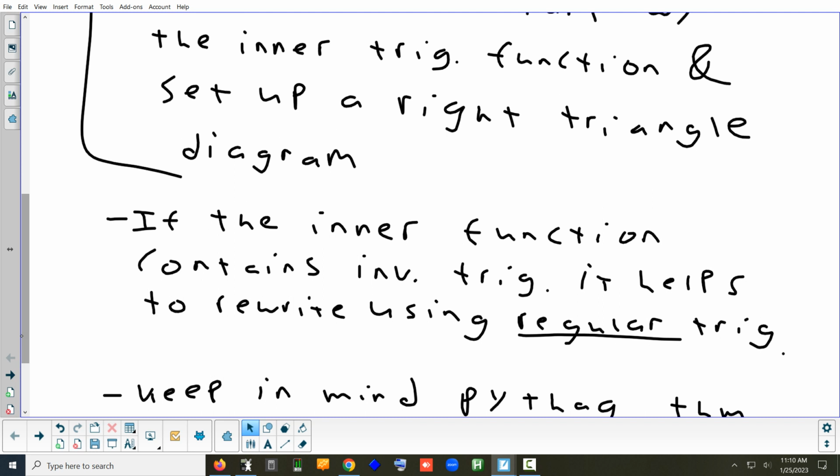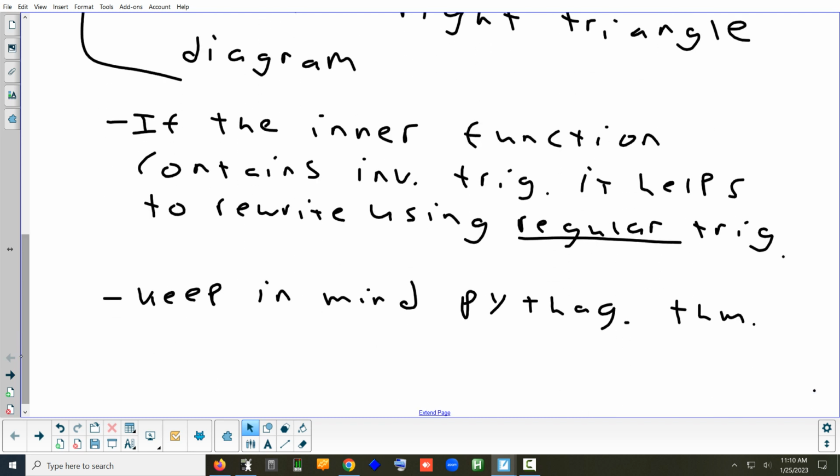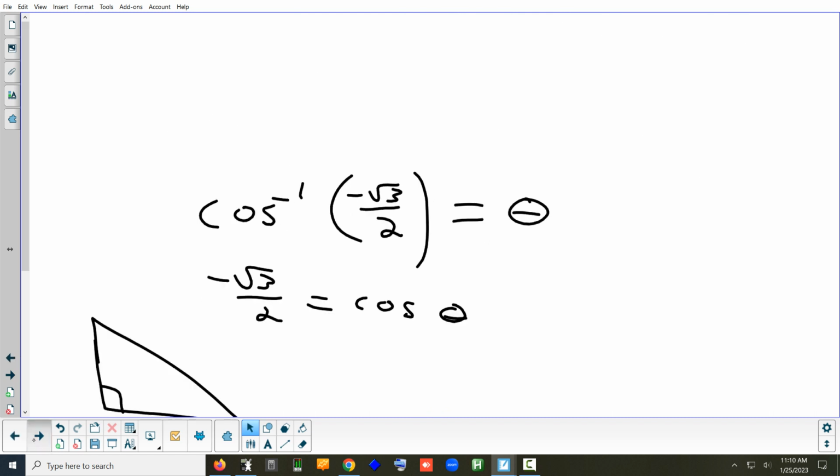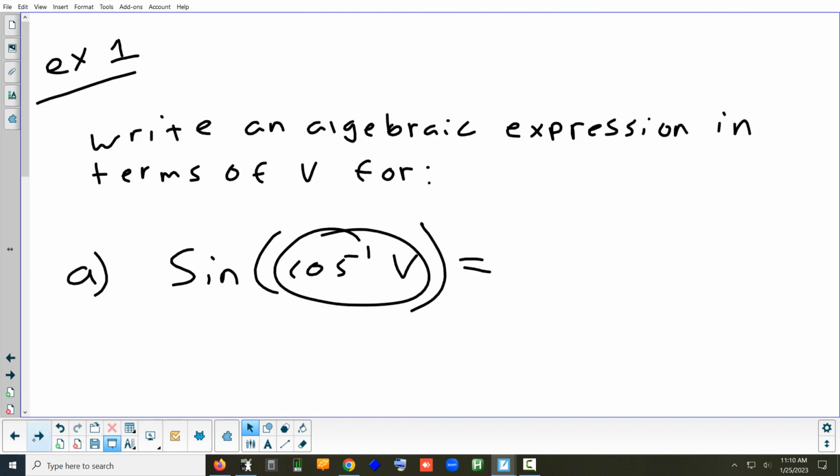So that's pretty much it. We need to go through an example so you can see how it's all going to work. But anytime you have a regular trig function on the outside of your problem and an inverse trig function on the inside, it's going to work the same every time, like the steps. Okay, well, let's do this one.